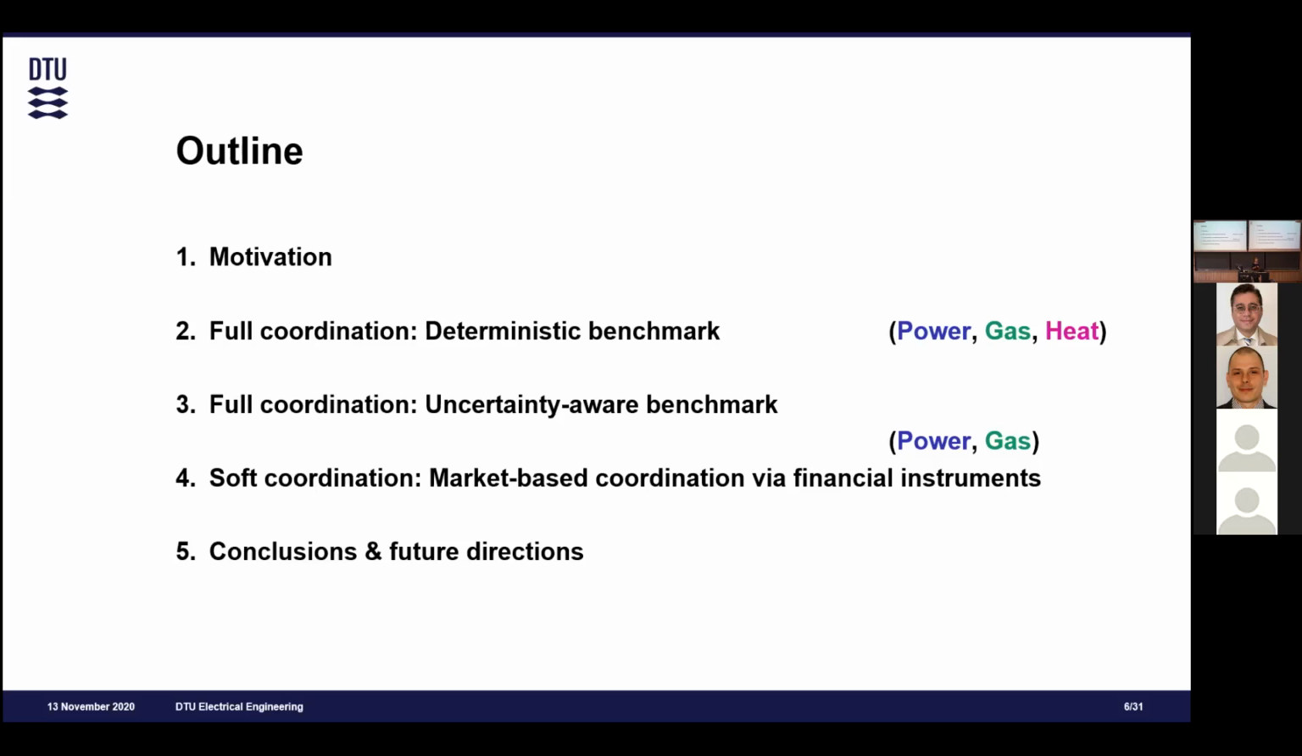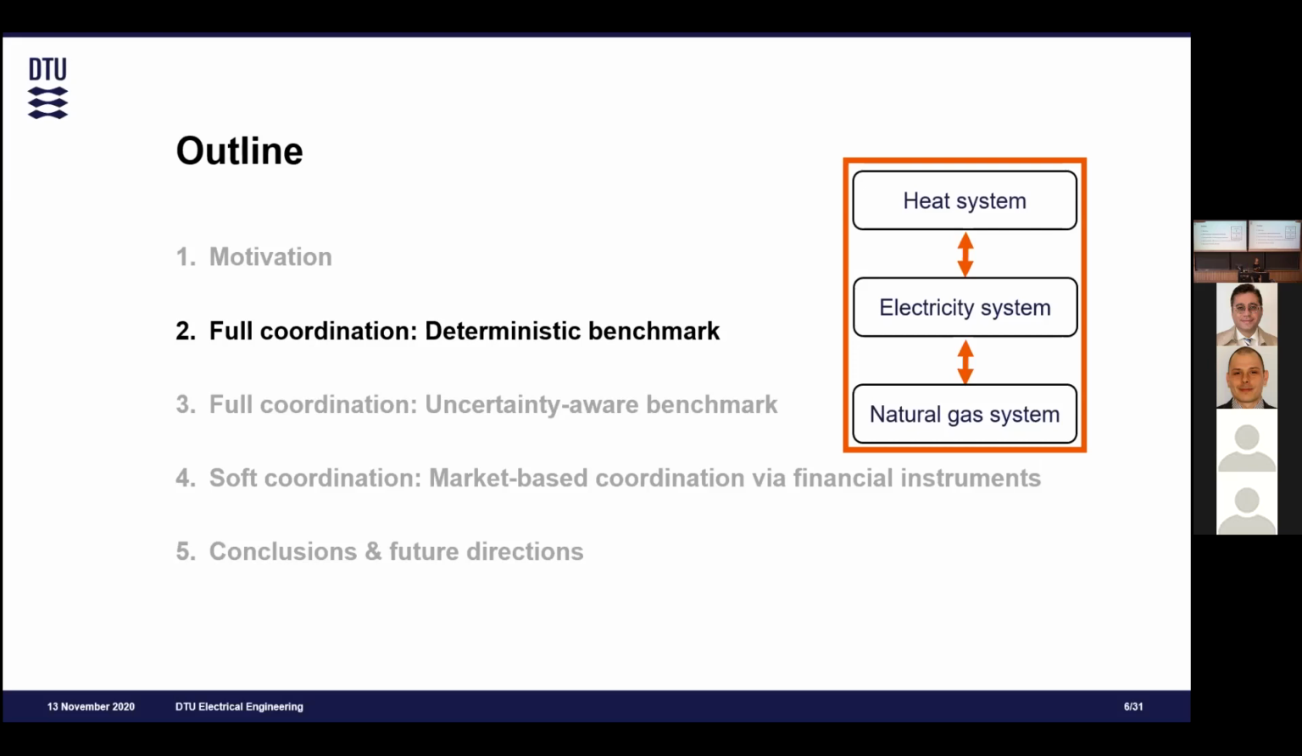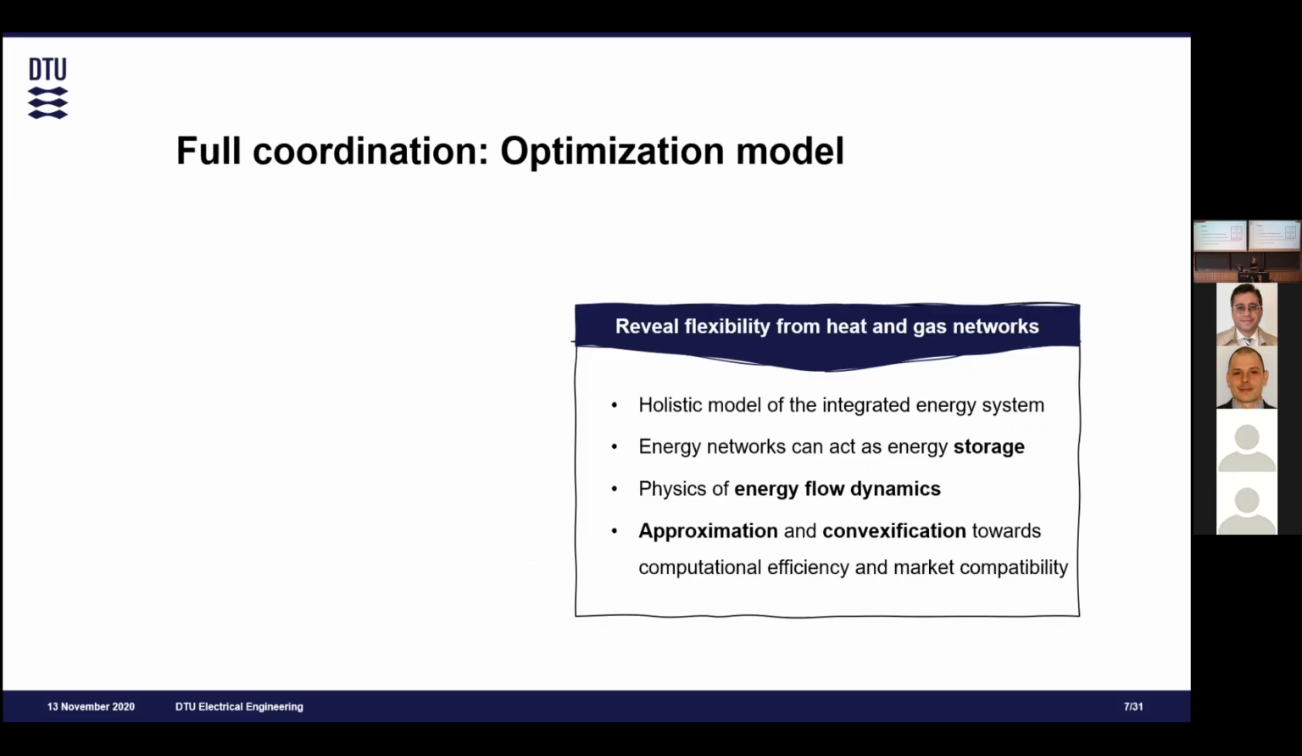Note that we include the heat sector in the deterministic benchmark model, while after that we'll concentrate on power and gas coordination only. So let's recall that full coordination is an ideal benchmark that assumes either a single central system operator or perfect information exchange and timing among the systems. And the full coordination model aims at revealing the maximum potential flexibility from heat and gas networks for the power system.